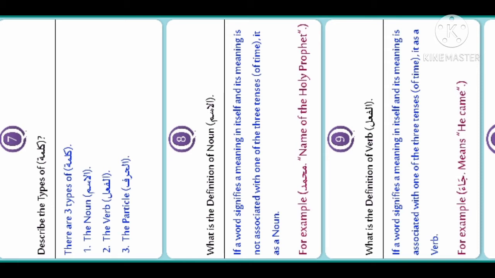What is the definition of verb, al-fa'l? If a word signifies a meaning in itself and its meaning is associated with one of the three tenses of time, it is a verb. For example, ja'a means he came.